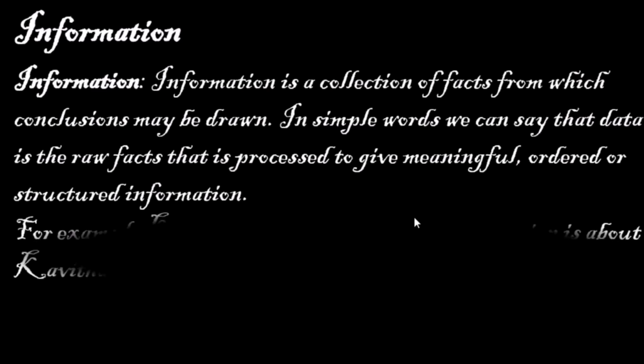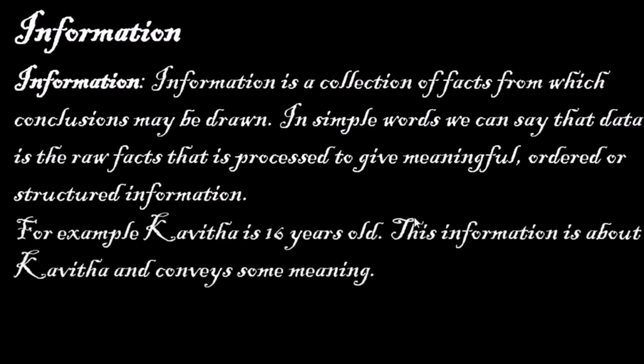For example, Kavita is 16 years old. Here, we talk about Kavita. Okay, so 16 is the age of Kavita. That is, 16 is age. It gives some meaning, isn't it? This sentence gives some meaning. Okay, so this is information. Data is a raw fact, there is no meaning, and information is a meaningful sentence, or it gives some meaning to the user. Okay, this is information.